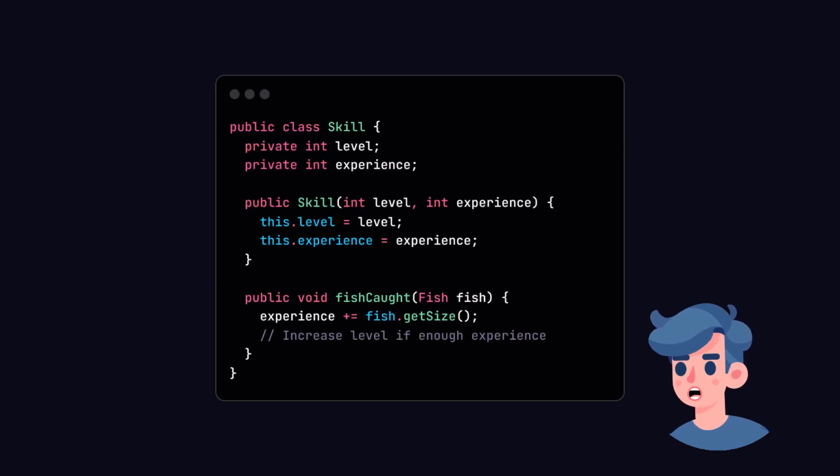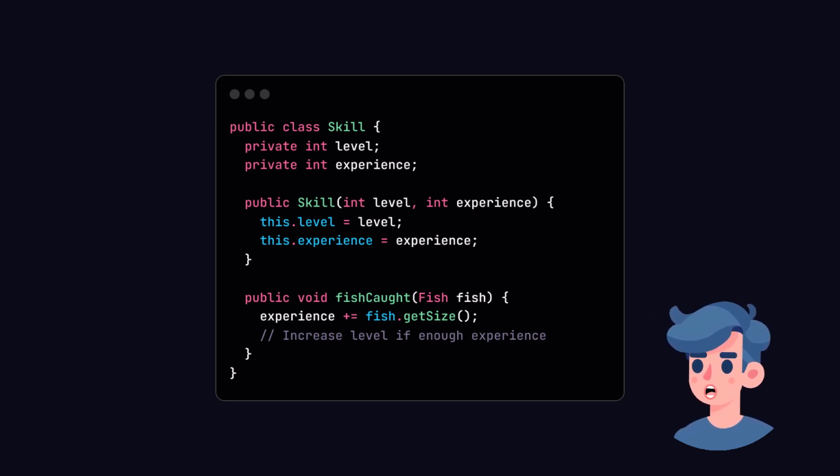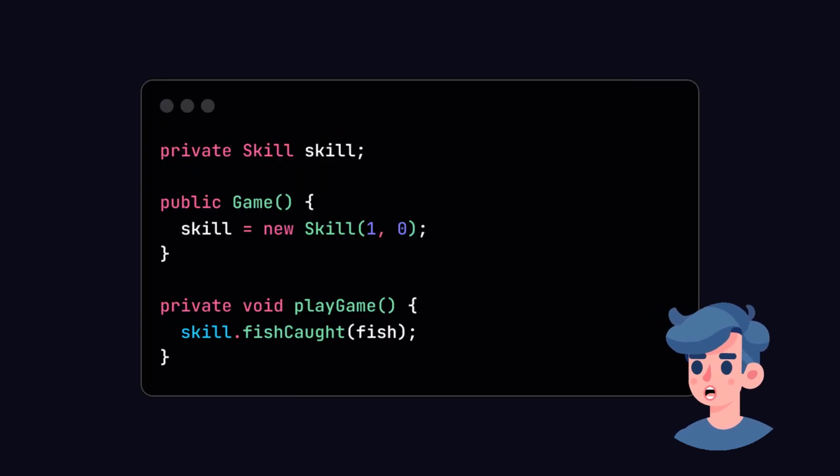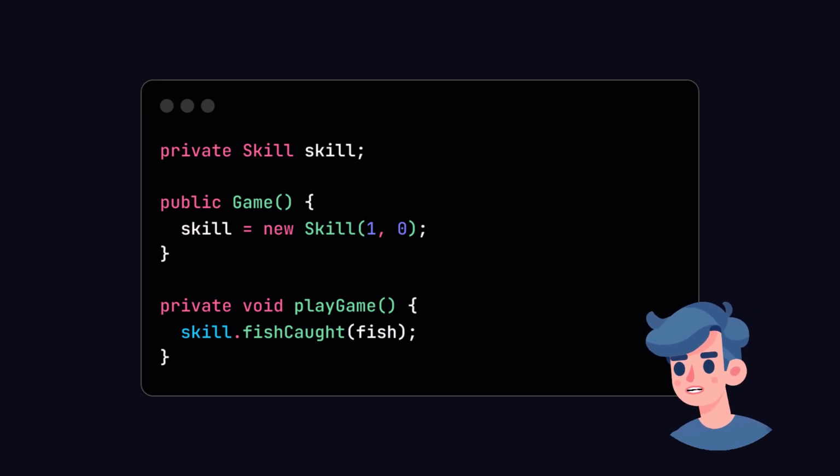Next, let's add a feature to allow players to improve their skills and skill levels, depending on the fish they caught. We can introduce a skill class alongside the fish class. Now, we need to tie the skill class in with our game logic so that every time the player catches a fish, their skill level can be updated based on the size of the fish that was caught.